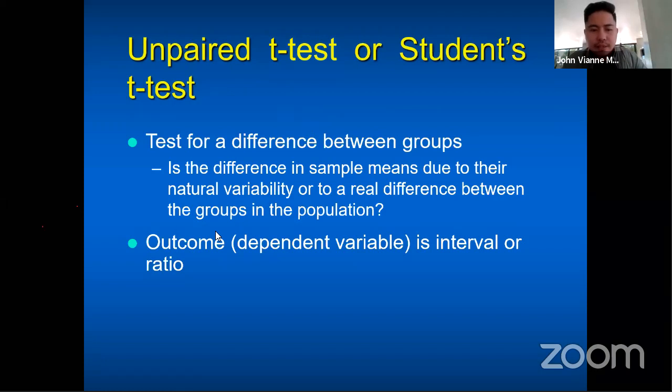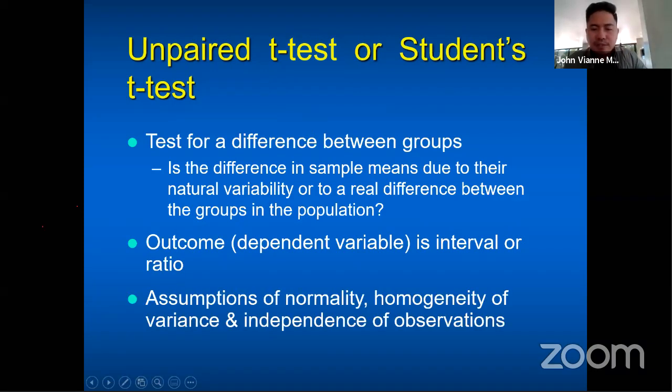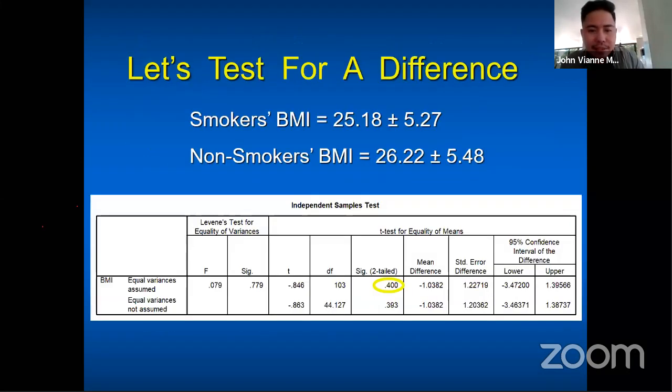Okay? So here's an example. Assumptions of normality, homogeneity of variance, and independence of observations are required, which means it's what? Parametric or non-parametric? It's parametric. So for example, we're going to compare the BMI of smokers with those non-smokers. Now, the BMI of smokers is 25.18. And then for the non-smokers, we have 26.22. Now, we're going to check whether or not it's significant.